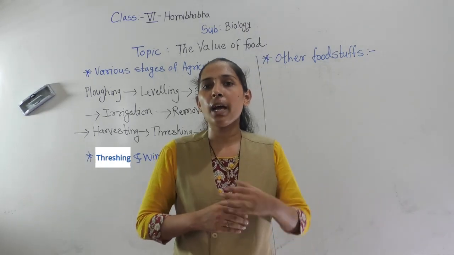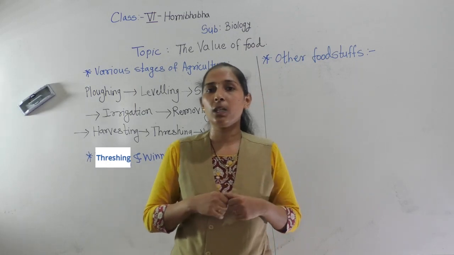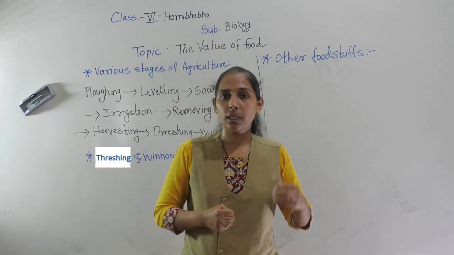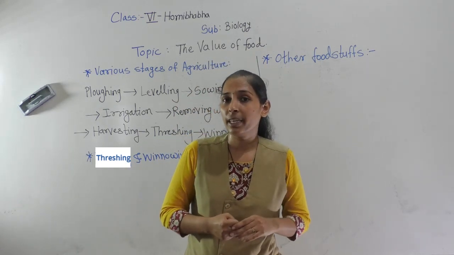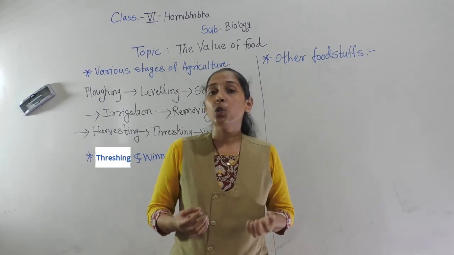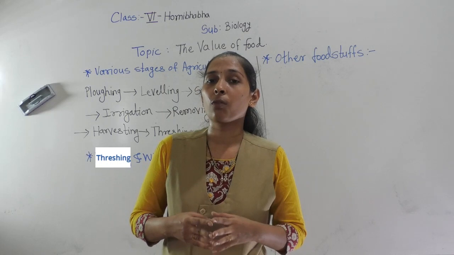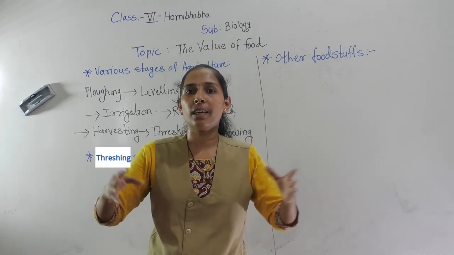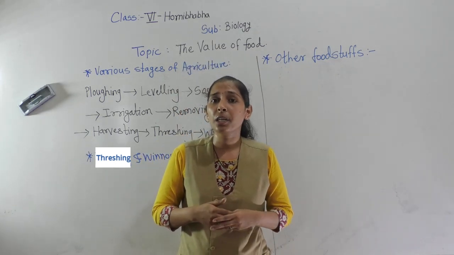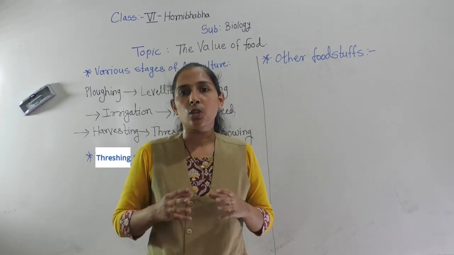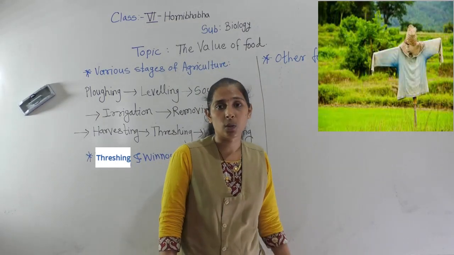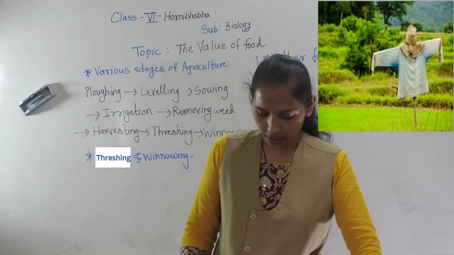But before the harvesting, the farmer does a very important thing to protect the grains in the crops. Once the grains in the crops are getting ready, so many birds come to the crops to eat those grains. So to protect the grains from the birds, what does the farmer do? They set up a scarecrow in the farm. Because of that, the birds do not come, and we can avoid the loss and destruction of the grains.